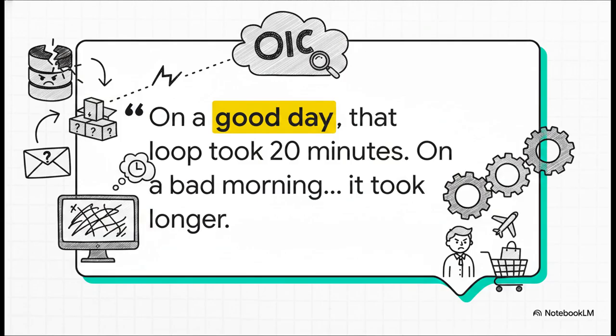On a good day, that loop took 20 minutes. On a bad morning, it took longer. We've all been there, right? Picture this. A crucial overnight inventory sync just completely fails. The operations team only notices because something downstream breaks, like a hold on order fulfillment. So they fire off an email to IT.